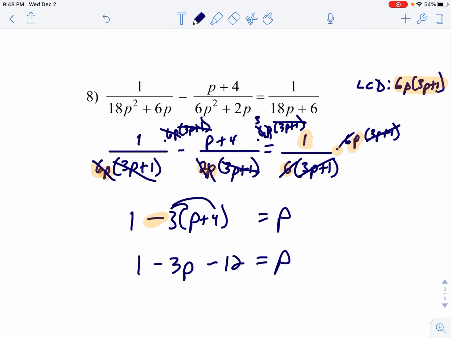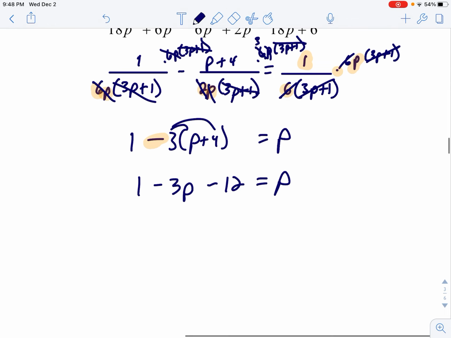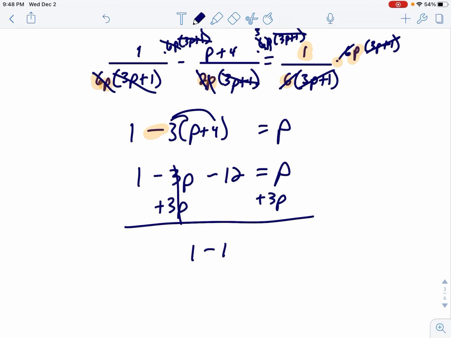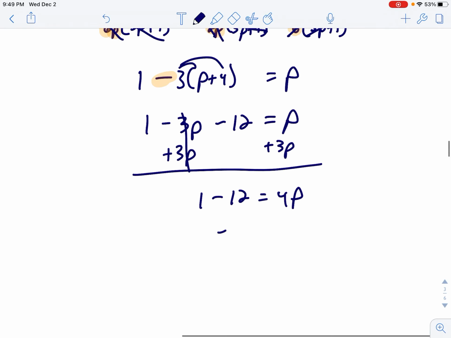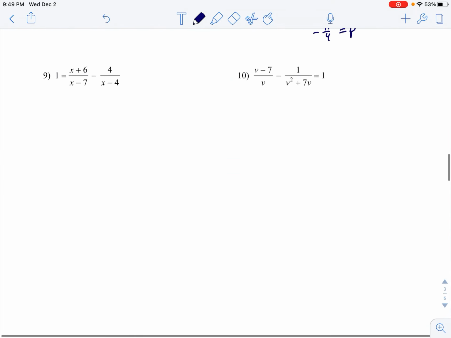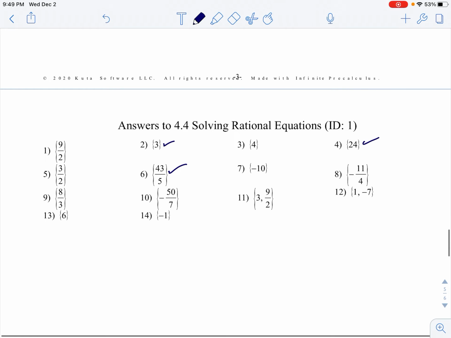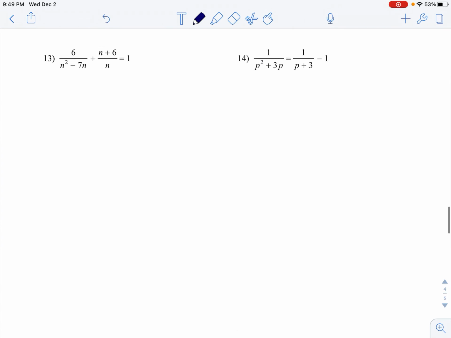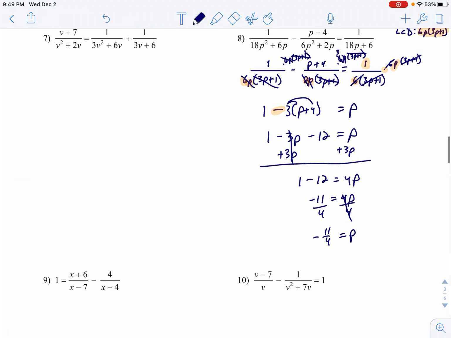Pause there for a second. Okay, I think I'm doing okay. I'll get like terms together, so I'm going to add 3p to both sides. 1 minus 12 equals 4p. 1 minus 12, of course, is negative 11. And divide by 4. I sure hope the answer is negative 11/4. If it's not, I may just shed a tear. Oh, brilliant. Negative 11/4. All right, so that was a pretty complicated one.